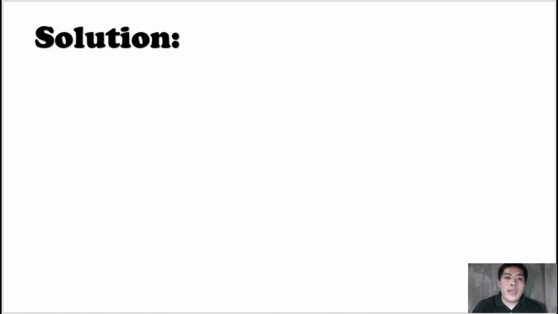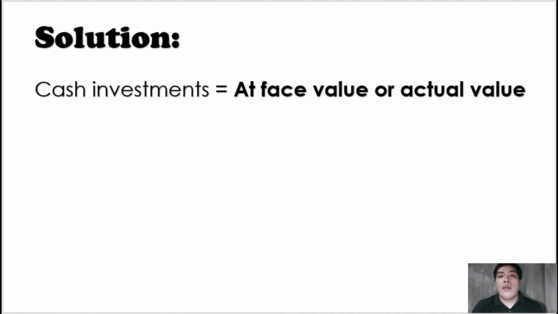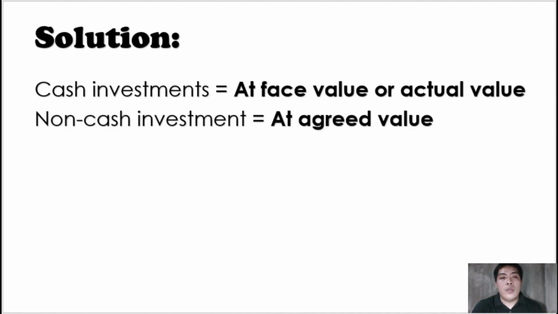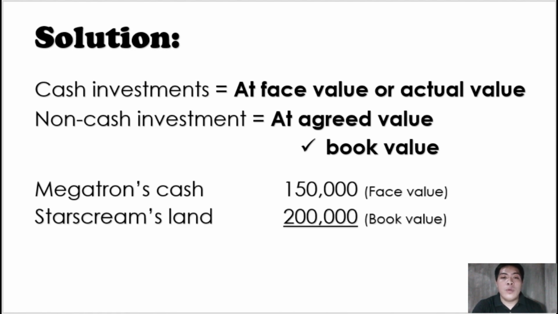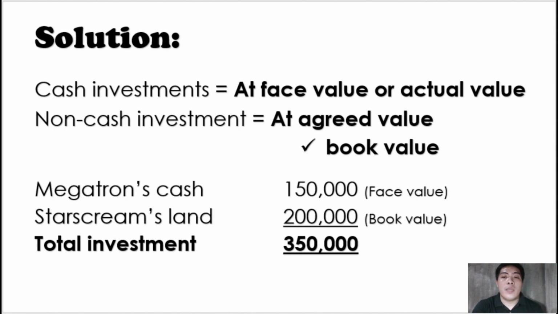So yung solution natin, cash is always at face value or actual value. Yung non-cash investment, always at agreed value, but this time, book value yung pinaka agreed value natin. Kasi wala daw fair value. Cannot be determined. So, Megatron's investment, 150,000 face value. Then, Starscream's land, 200,000 book value. Yung total investment sa partnership, we have 350,000.